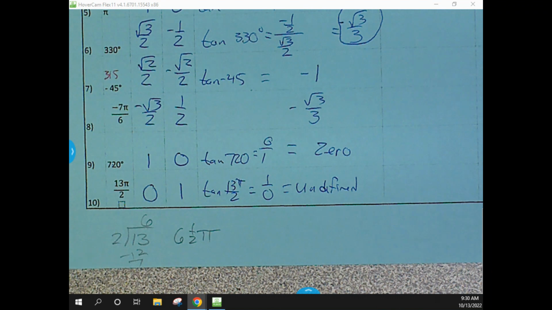Okay, so it's a cycle of answers. It's just figuring out, because there's only so many possibilities it can be. Some combination of 0, 1, some combination of 1/2 and square root of 3 over 2, or square root of 2 over 2. And that's the only answers you can get if we're going to do tangent.